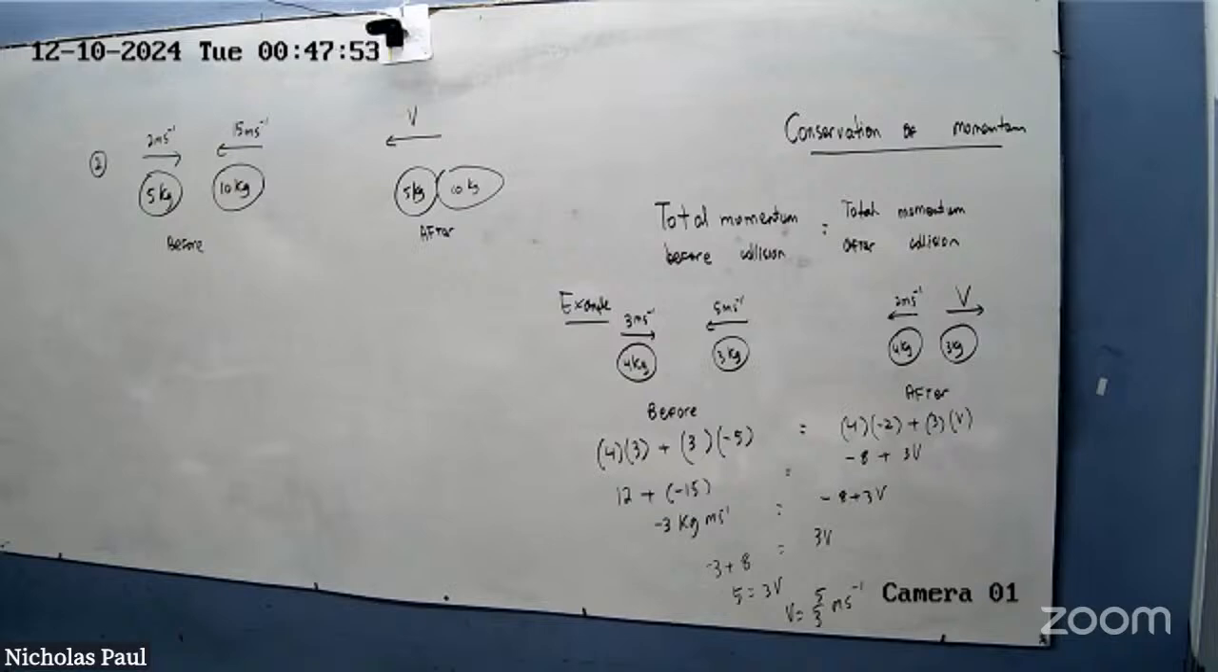Yeah, you have to write it low. Put the momentum before, then put the momentum after, so you just magically make them equal.